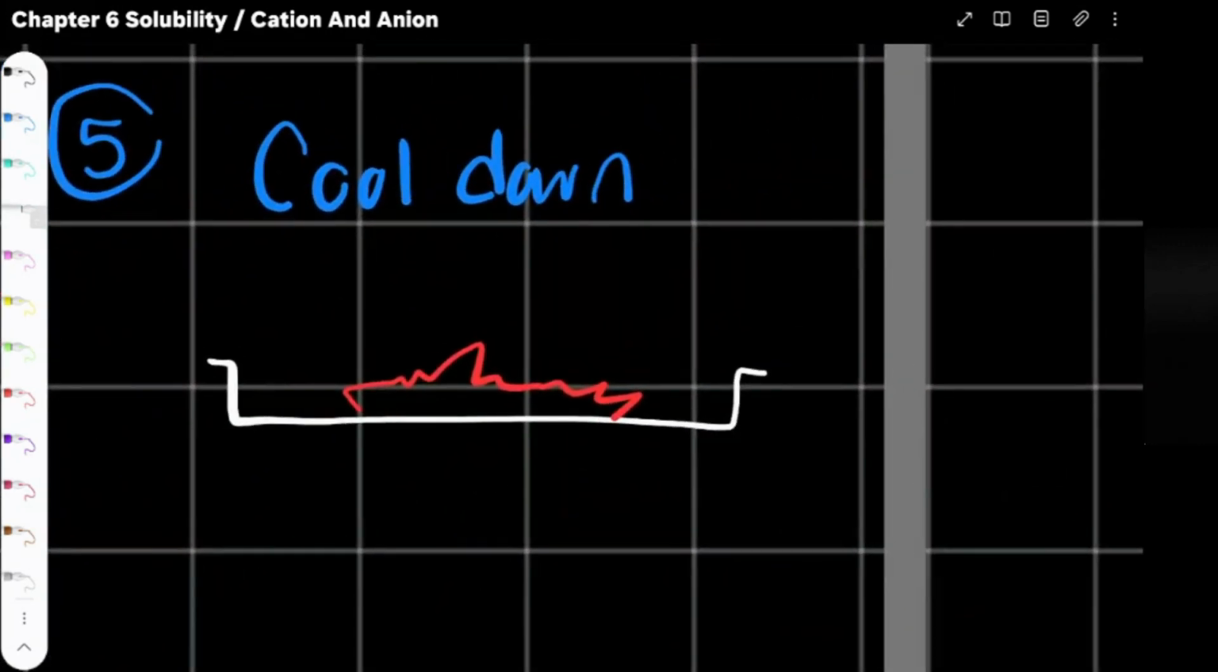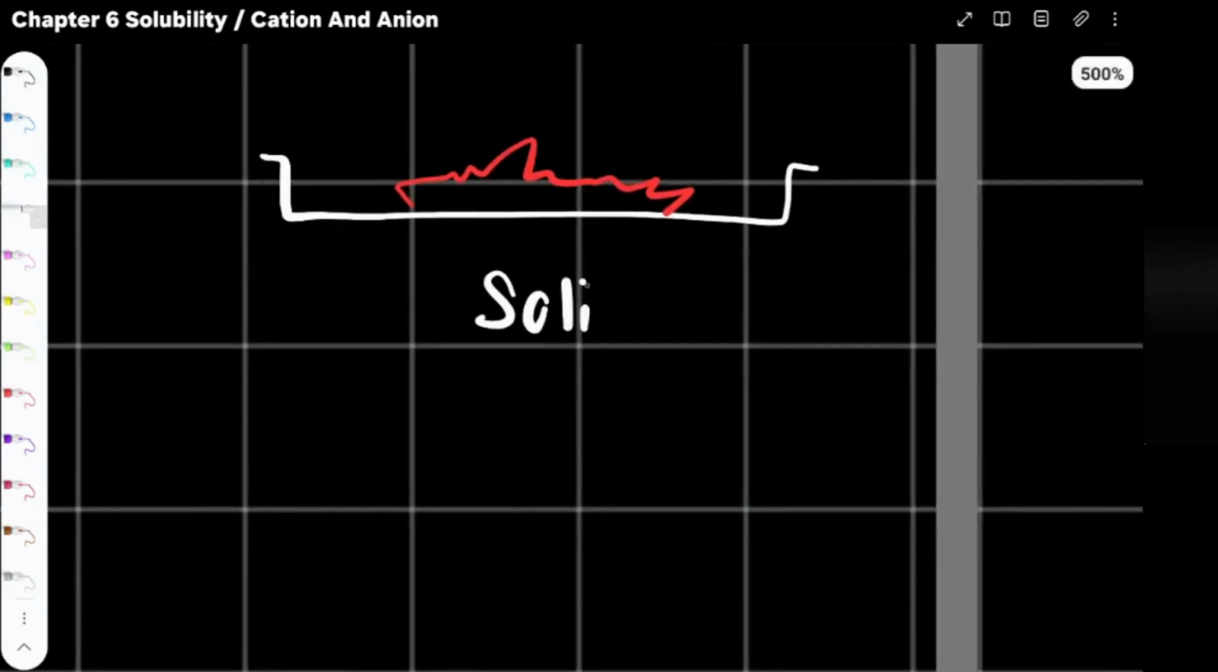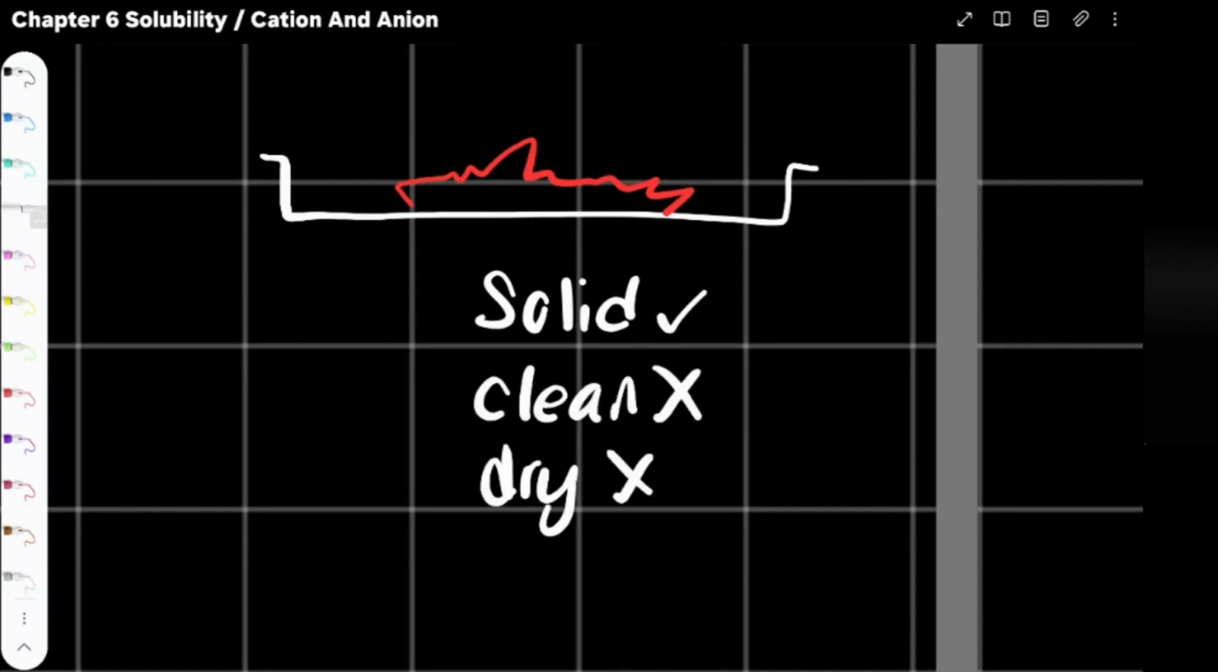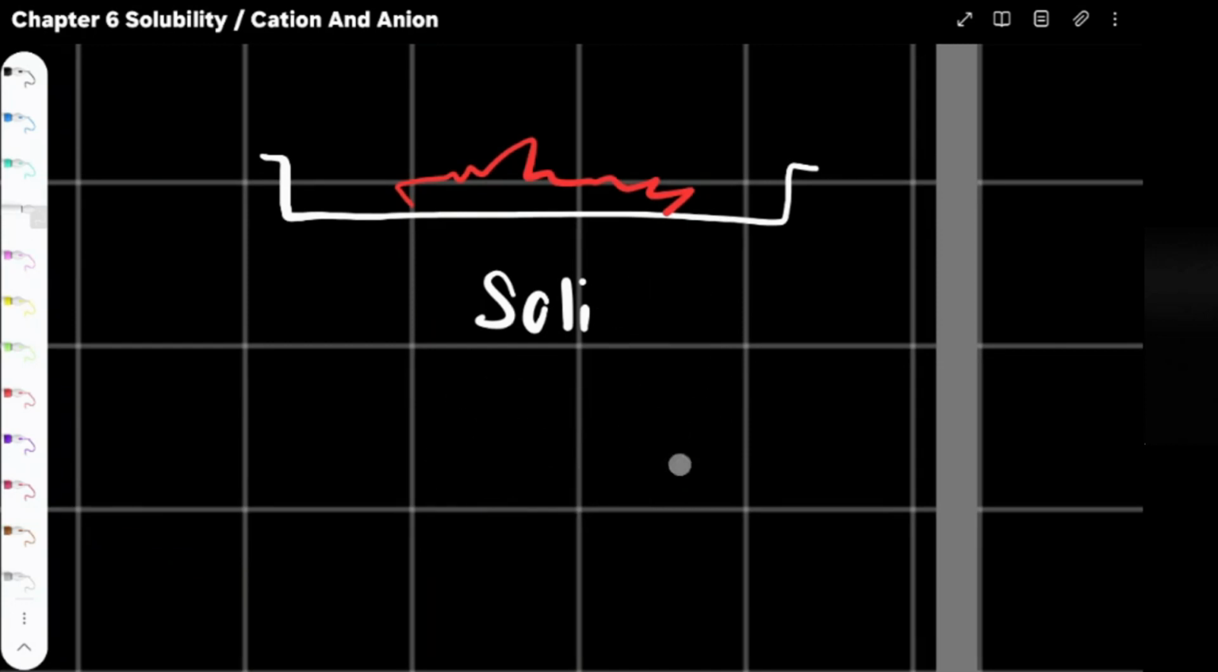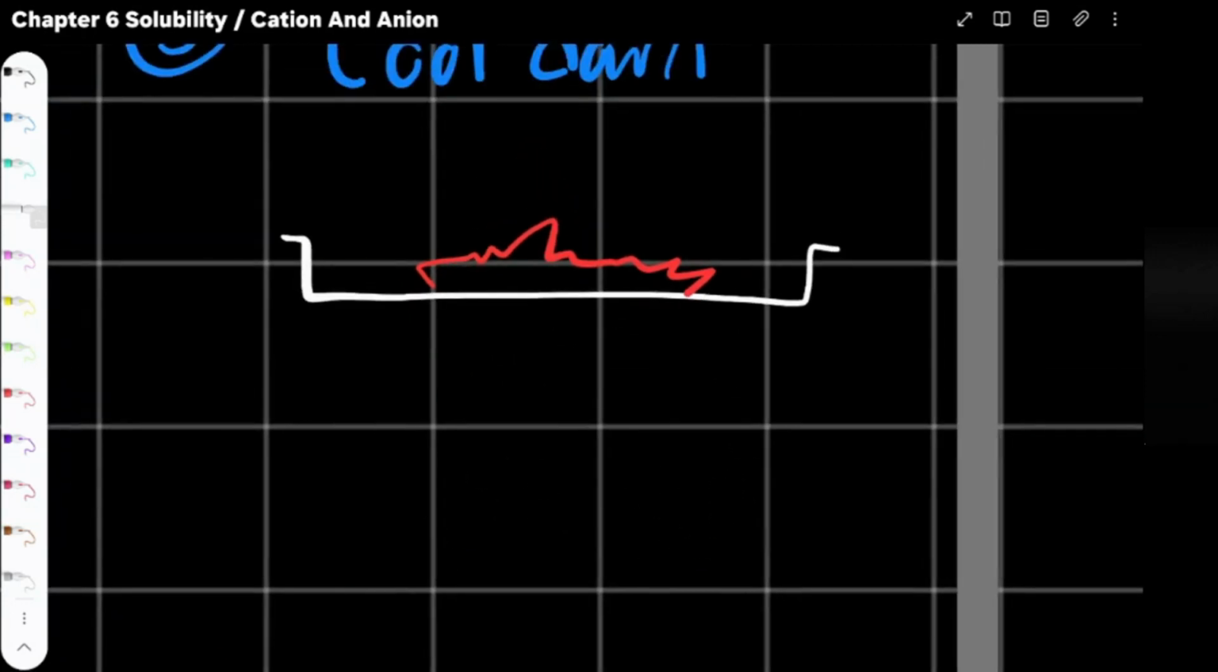Now you have to ask yourself, sorry, I said it wrongly, you have to ask yourself, okay? Is this crystal, first of all, remember, is it solid? Yes. Is this clean? No. Is this dry? No. Okay? So you have to do all of this. The next two steps, clean and dry.